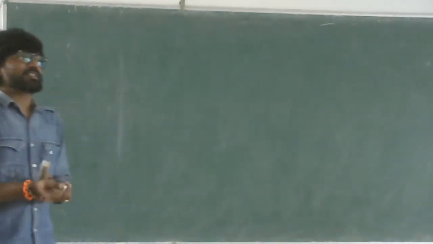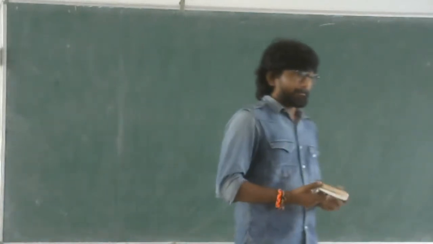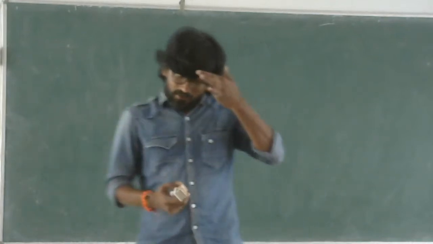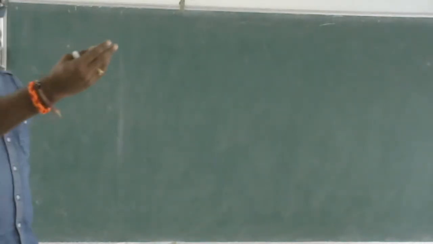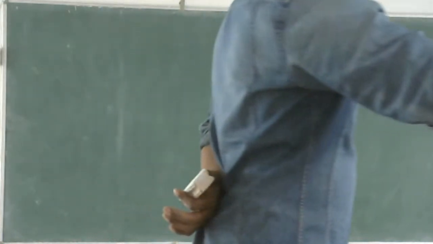Okay, so last class we discussed combination of resistors. We are discussing some questions about combination of resistors. So let us see briefly the two questions. Then we will go with the combination of cells.